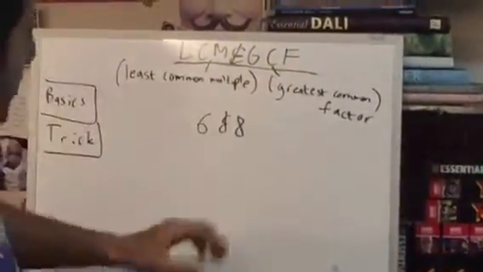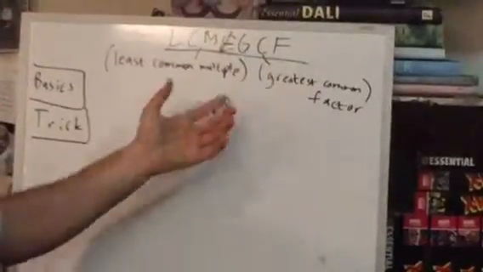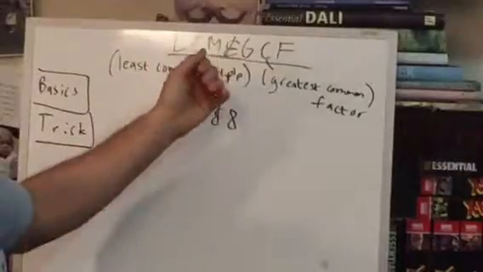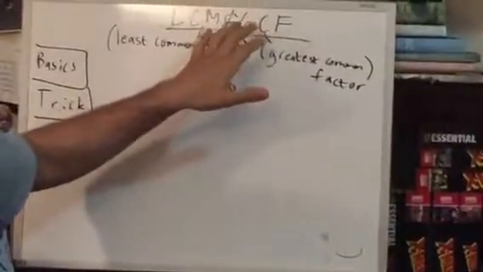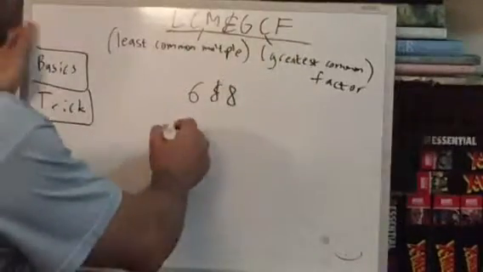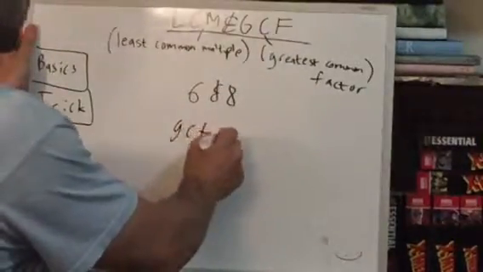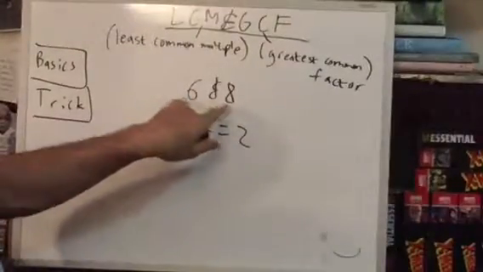Okay, so let's go with 6 and 8. A lot of you may already think you know this. In school, what they normally have you do is just poke around till you sort of have it. So we want to know how to do this very efficiently today. So 6 and 8, what's the GCF? Well, we could just see that 2 is the highest number that goes into both.